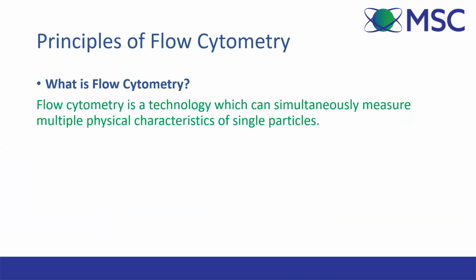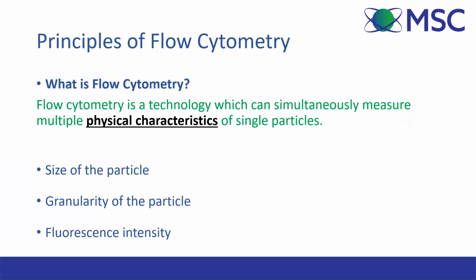So, before we jump into the technical details, we should define what flow cytometry is and what it can do for us in biological research. So flow cytometry is a technology which can simultaneously measure multiple physical parameters of single particles.